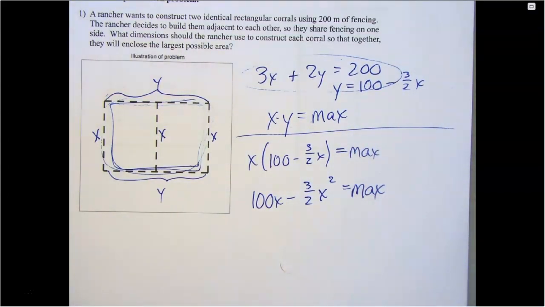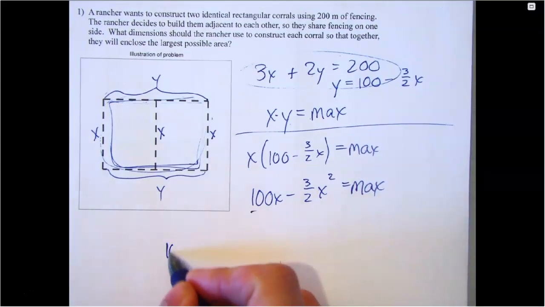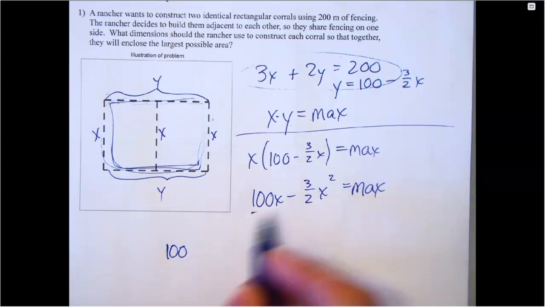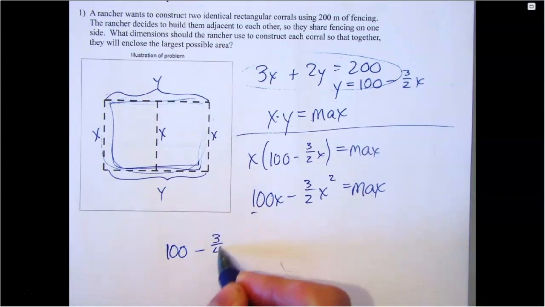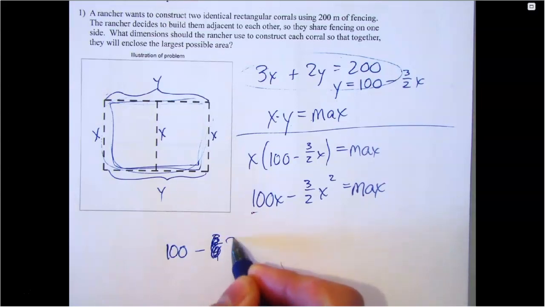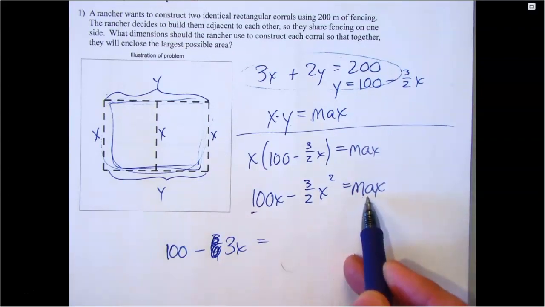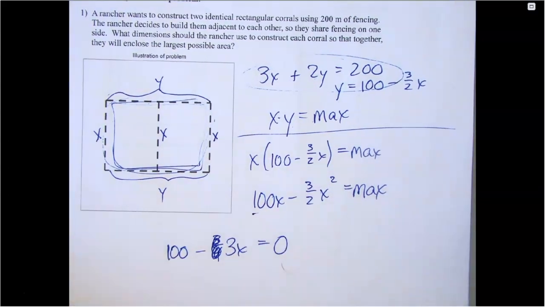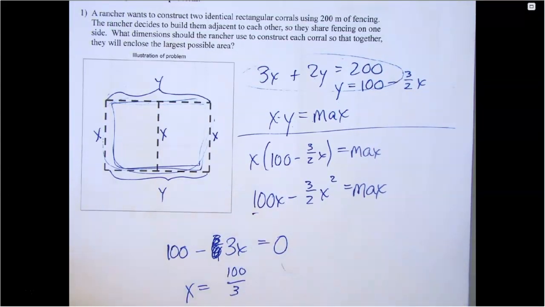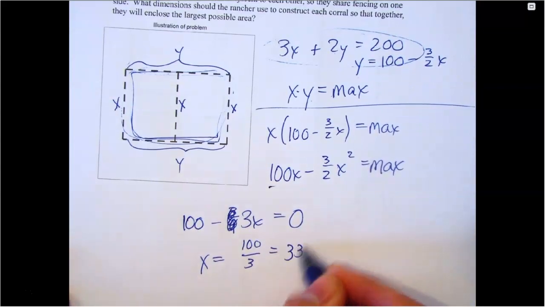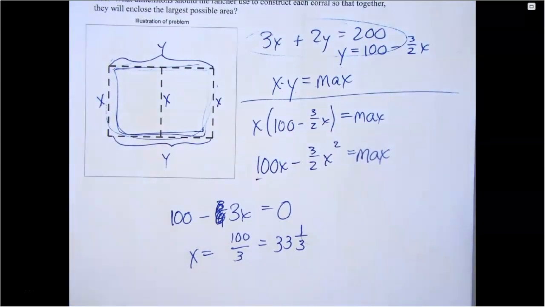Okay, so let's take the derivative and solve here. The derivative of 100x is 100. The derivative of 3 halves x squared would be 3/4 minus 3x. I don't know what the maximum value is, but it's a number. What's the derivative of any number? 0. So if I solve this, I get that x equals 100 over 3, like 33 and 1/3. 100 over 3, it doesn't matter, whichever way.